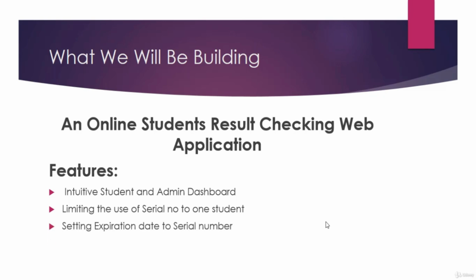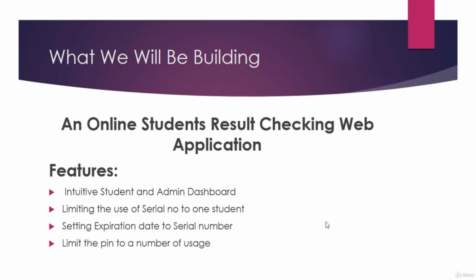Number 3 is we're going to be setting an expiration date to the serial number. So you can decide to maybe make it a 1 month expiration. You can decide to expire the pin at the end of every term, thereby allowing students to always buy a pin at the end of each term to check their terminal report for that particular term. So I'm going to be showing you how you can do this the easy way. It's very simple, and I promise you I'm going to show you that.